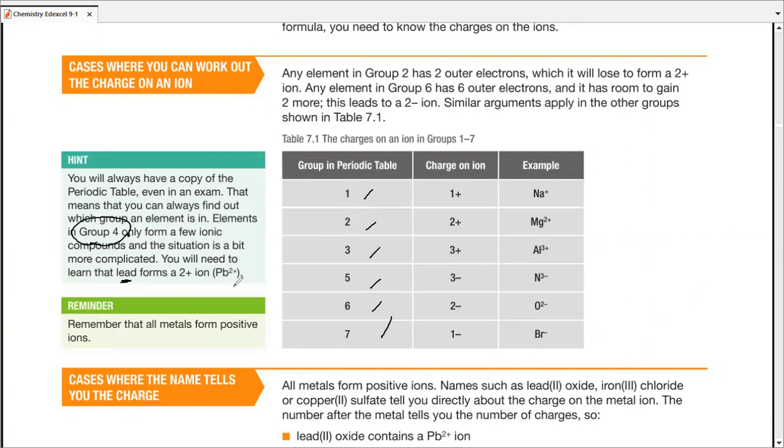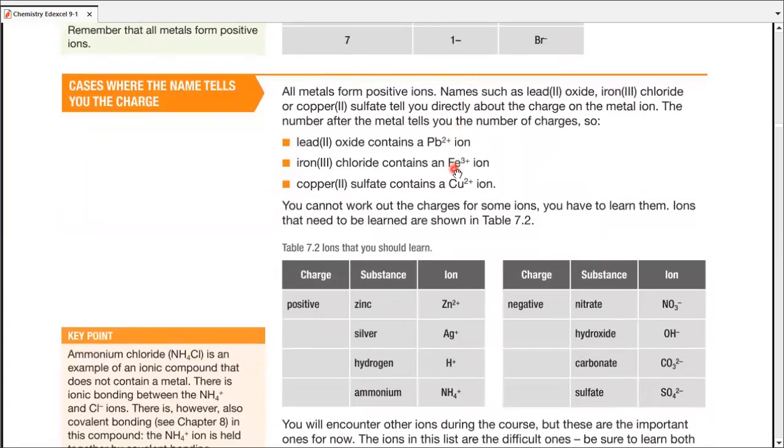You'll see that lead, Pb, can form a +2 ion. So how would you get to know that? You can get to know that from the name of the substance. They actually give you the name as a hint. Now let's take a look.